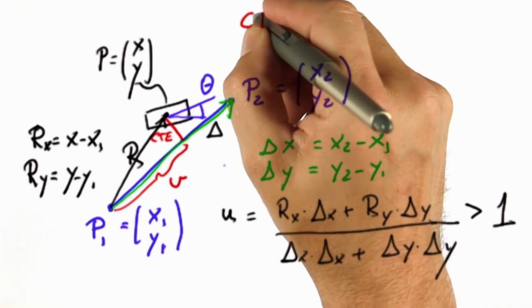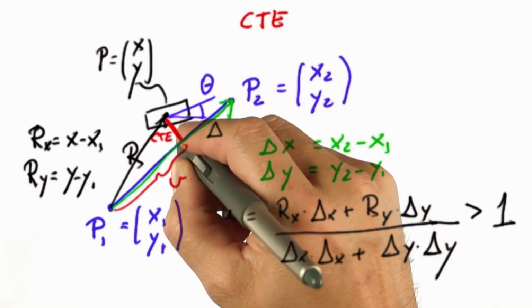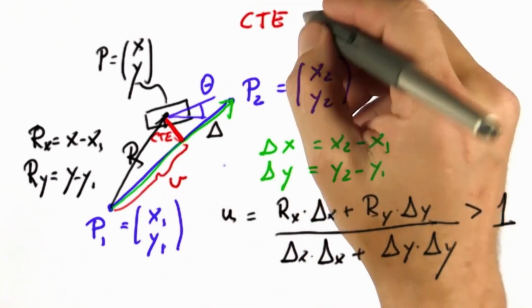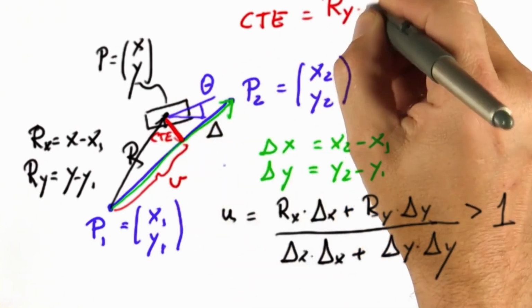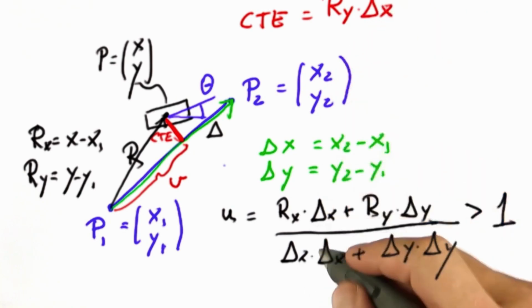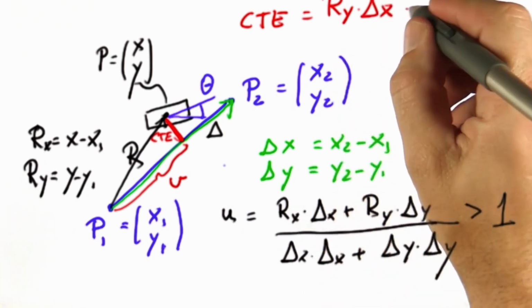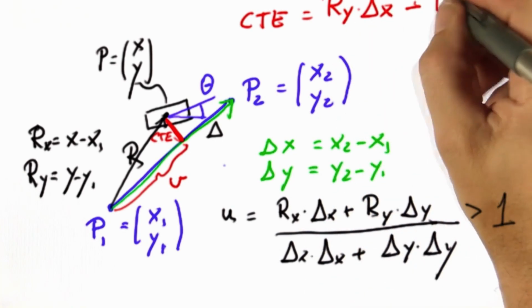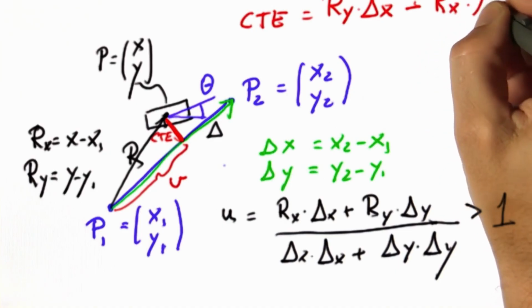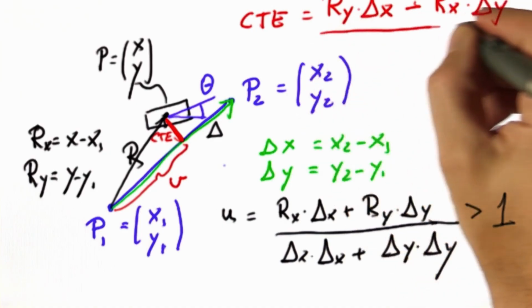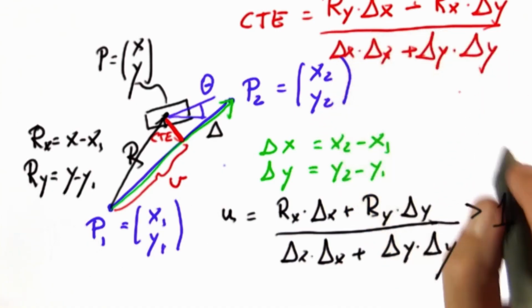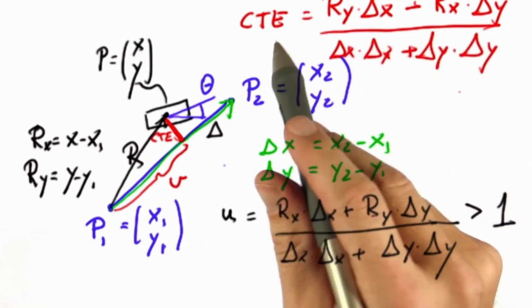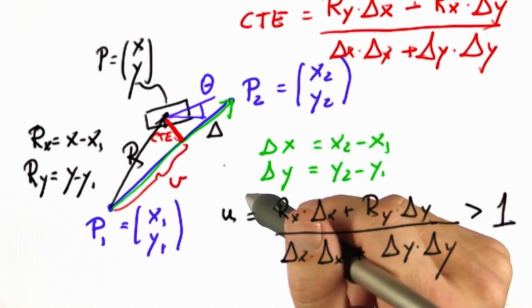Finally, the cross-track error, the red one over here, is given by a similar but not identical dot product: ry times delta x. Notice we're now multiplying a y with an x, minus, instead of plus, rx times delta y, with the exact same normalizer as down here. So you can see the normalizer over here. So what I want you to implement is this piece of math over here.